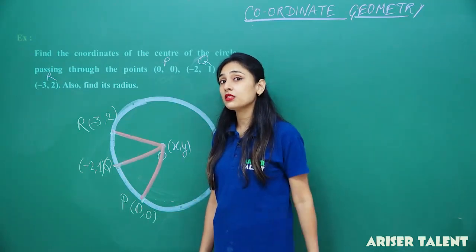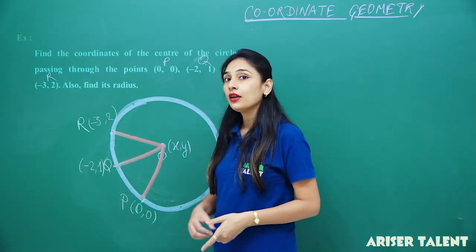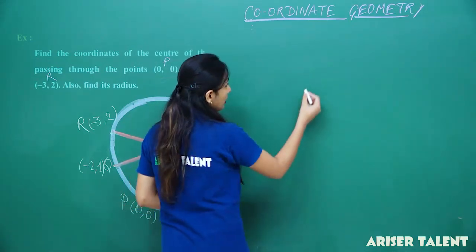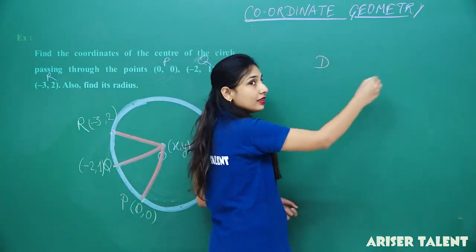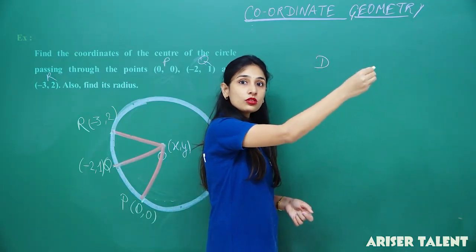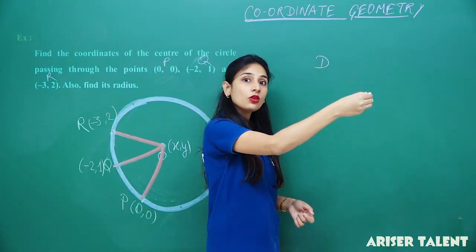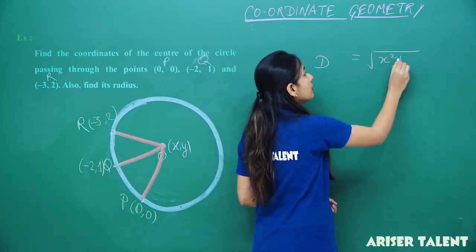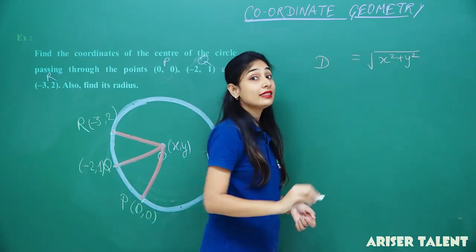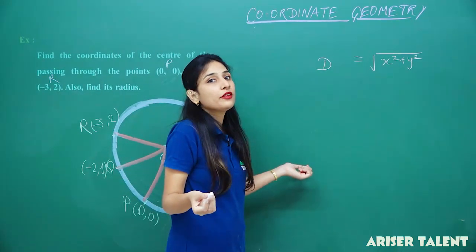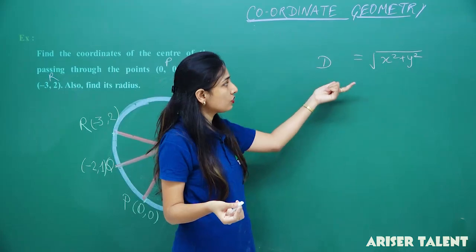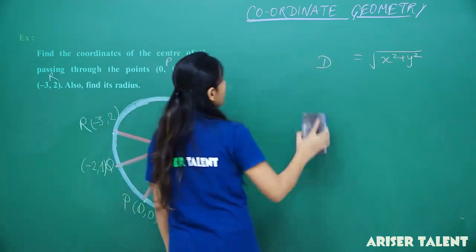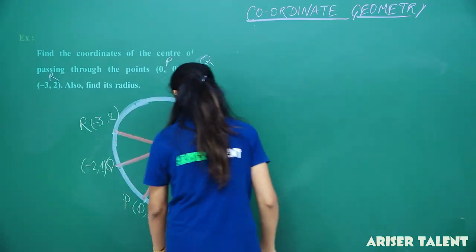Now remember the distance formula when it is from the origin. The distance formula, square root of x2 minus x1 whole square plus y2 minus y1 whole square, reduces to simply the root of x square plus y square, isn't it? So this is great for us, guys, because it has reduced to a short form. So we will use this particular formula in this question.